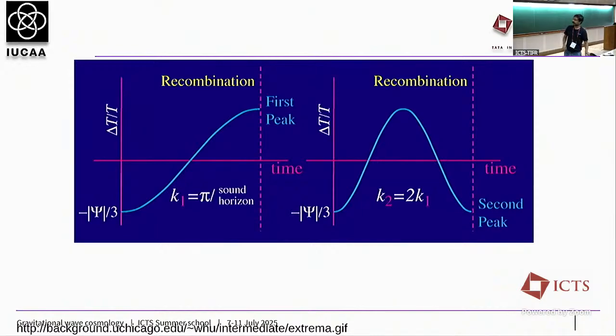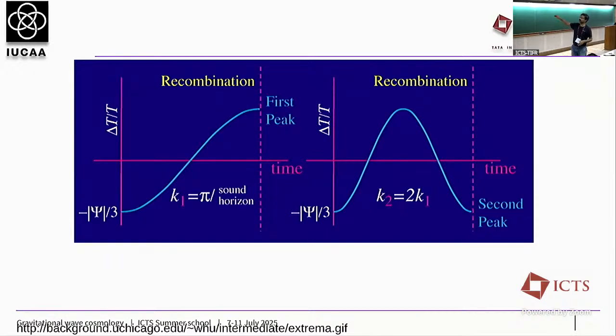So as time goes on, you will see that this delta T by T at a particular position will start to increase and reach a certain value. What is happening is that these initial fluctuations are set up really early on in the universe, and then as time goes on, these fluctuations are changing in their amplitude.